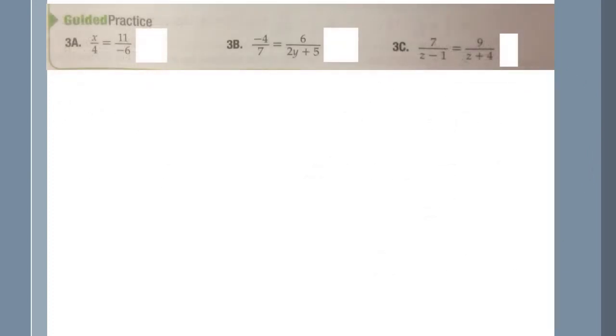All right, why don't you try these on your own and hit pause, and then when you come back, we'll work on them together.